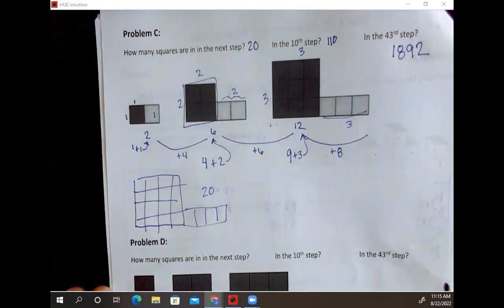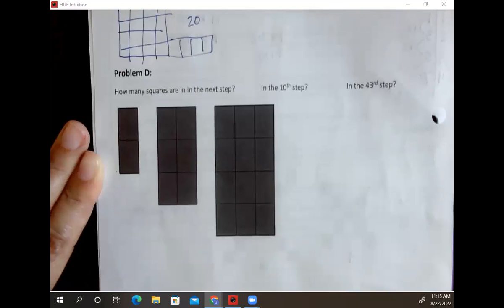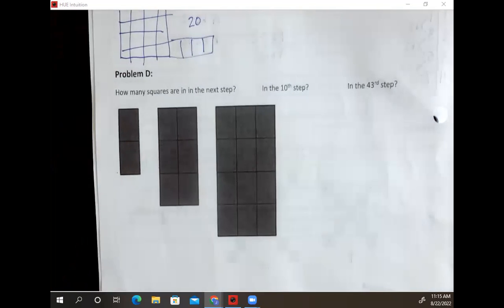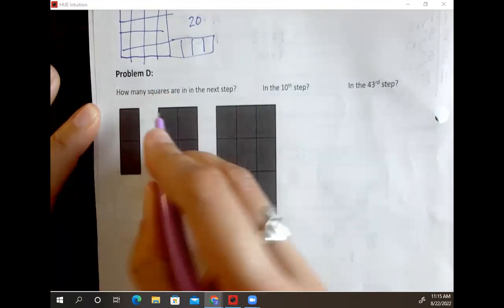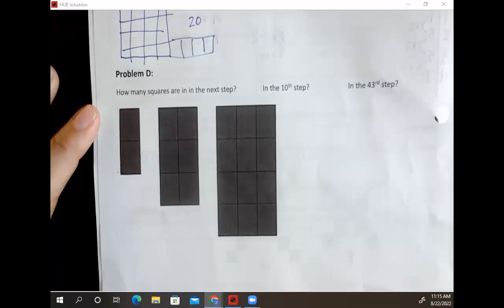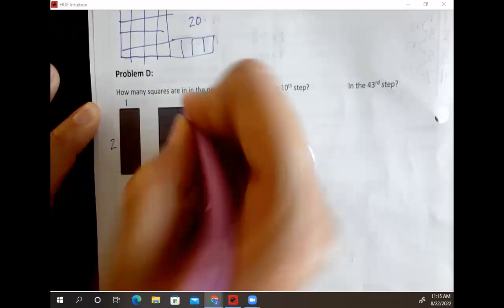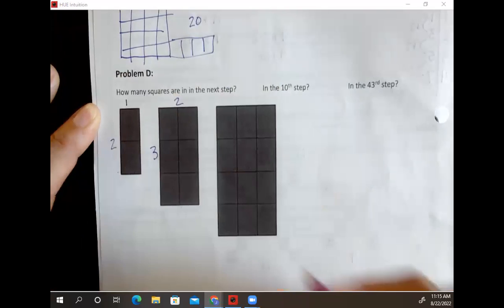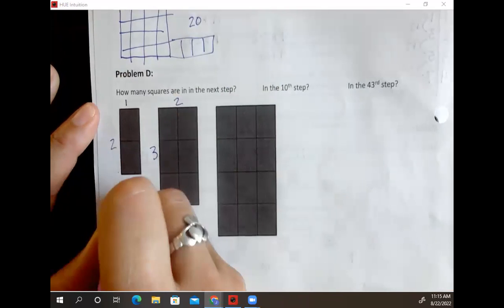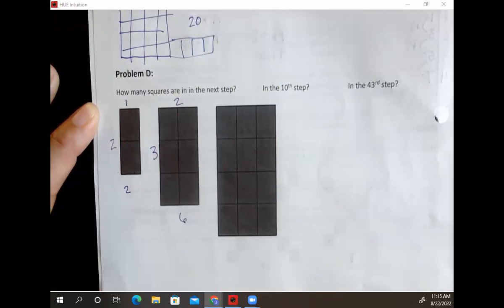D was another one that was a little tricky. What do we see for D? So you use the dimensions of the rectangle that you got? Sort of, kind of 1 by 2, 2 by 3. That's what I'm hearing.